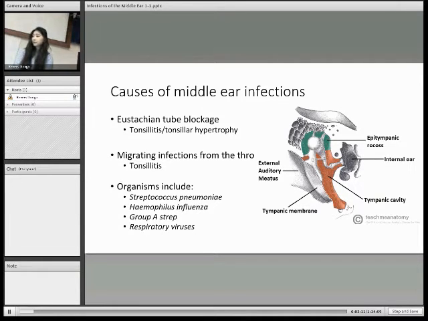The organisms that cause infections of the ear include Streptococcus pneumoniae, Haemophilus influenzae, Group A streps, and respiratory viruses.